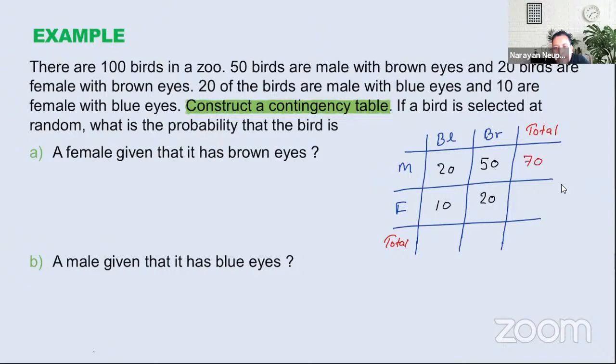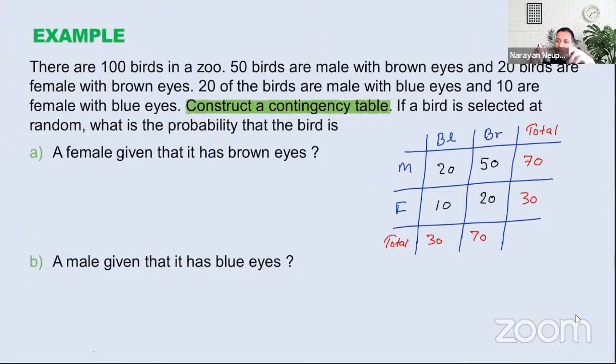If I add these two, 20 plus 50, that will be 70. So you can see that 70 birds are male birds. That is the meaning of that. 20 plus 10 here, that is 30. So 30 birds are female. So the total will also give you some additional information. Similarly, if I add this column, 20 plus 10, 30 birds are blue-eyed. And then here, 50 plus 20 is 70. 70 birds are brown-eyed. So this is the complete contingency table.